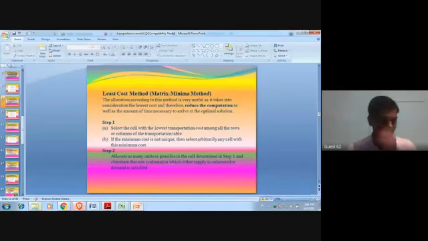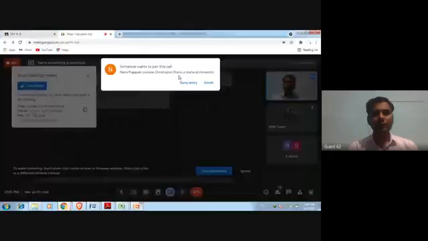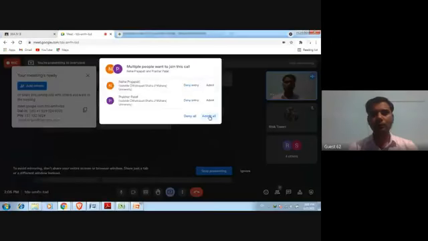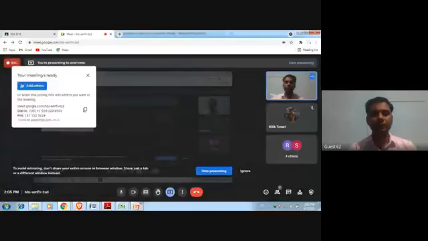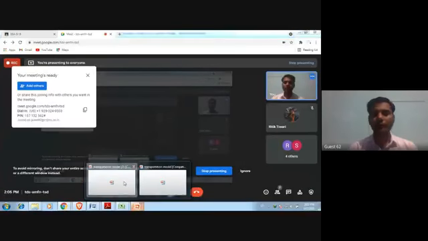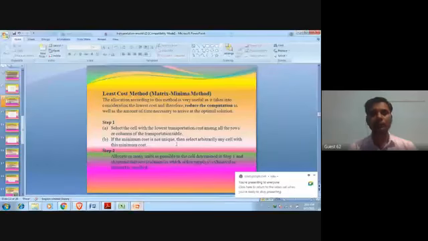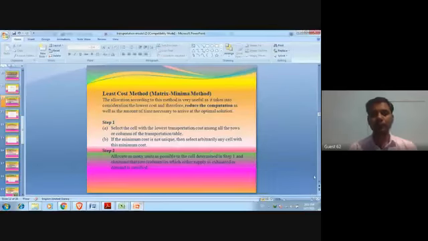There are some steps to solve the least cost method. Those are given here. First, we will go through these steps. After that, we will solve a numerical problem. The allocation according to this method is very useful as it takes into consideration the lowest cost, and therefore reduces the computation as well as the amount of time necessary to arrive at the optimal solution.